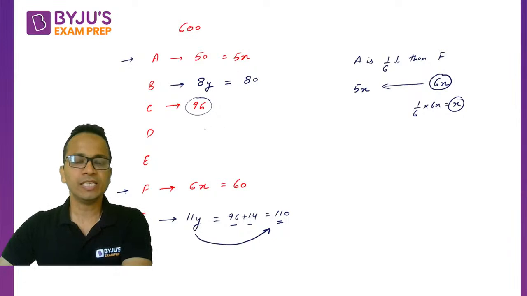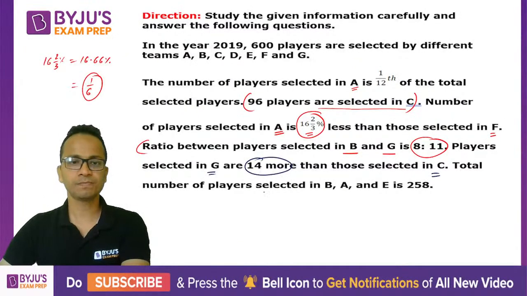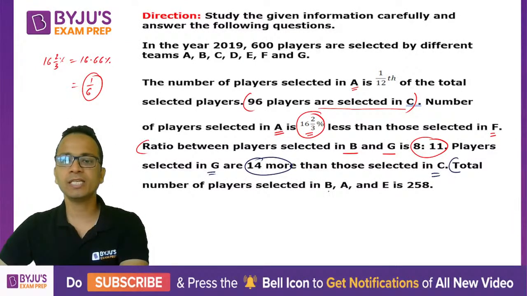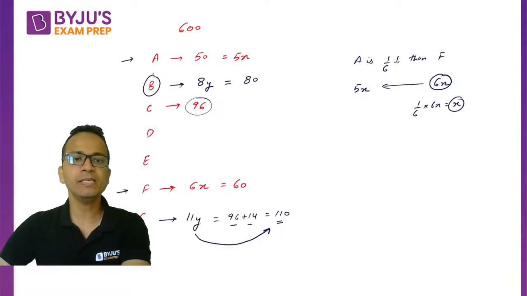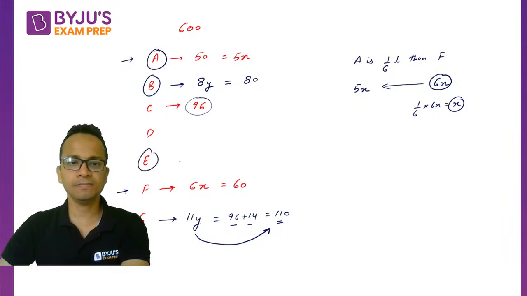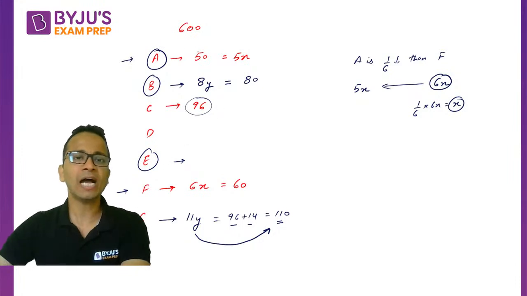Okay? Now we are left with D and E, the two values. So let's read the data further. Now the last line: the total number of players selected in B, A and E is 258. So B, A and E, this sum is 258. I already know the values of A and B. The sum of these two values is 130.